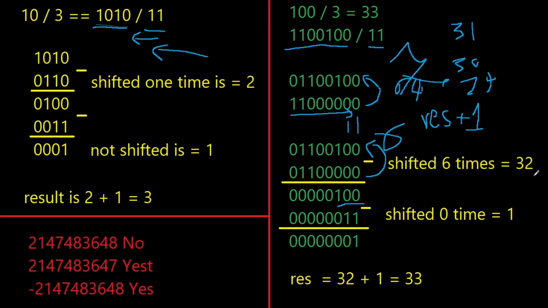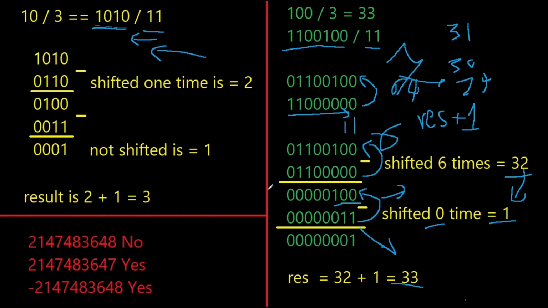And in binary, 2 to the power 6 is 64. And we keep shifting to the right till this number is smaller than this number. And at this point, we also subtract. And we know how many times this one is shifted, and here is 0 and this is 1, so we add 32 to 1 and the result is 33. I hope it's very clear. So let's go now to the Jupyter Lab and start typing our solution.